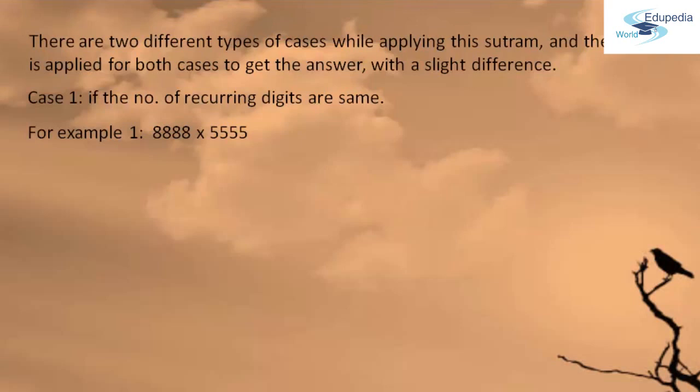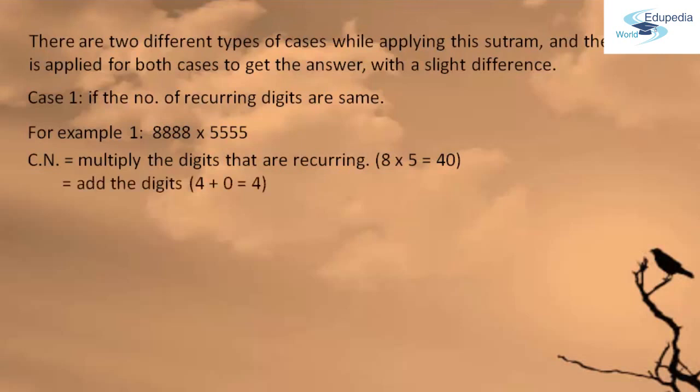As I said, at first we have to find three important things, and the first thing we are going to find here is Cn. While applying this Sutram for finding the product of two different recurring numbers, we have to multiply the digits that are recurring. Here, the recurring digits are 8 and 5. So 8 into 5, we get 40. Since it is a two-digit number, we add the digits and we get Cn as 4.